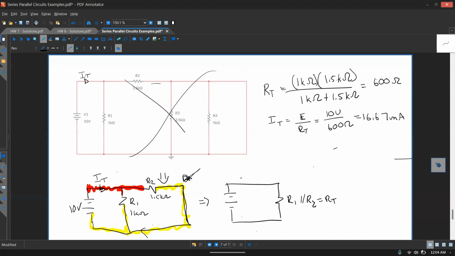And so from here, if you want to find the current in each branch, you can do a current divider, or you can do Ohm's law. We know the voltage across R1 and R2 is going to equal 10 volts because they're all in parallel. So at this point, it's up to you how you want to solve it. But I'll just pick one method. I'll do Ohm's law.